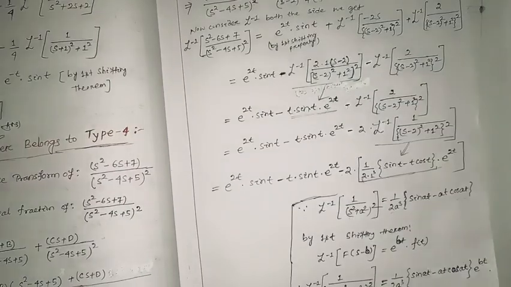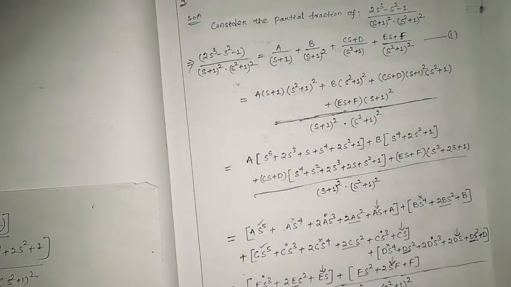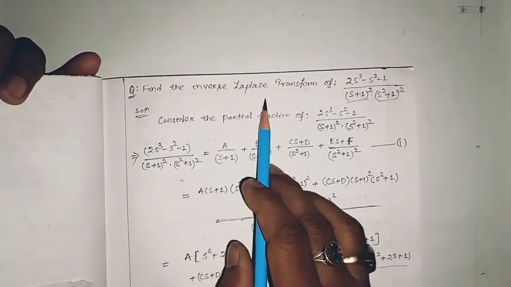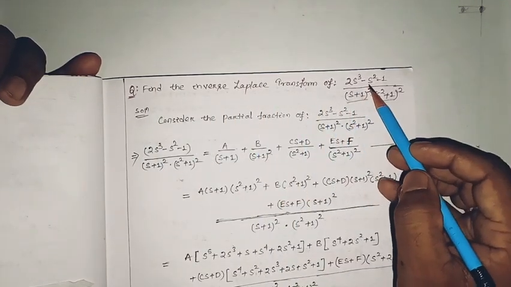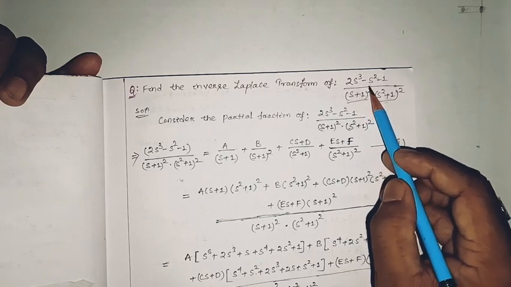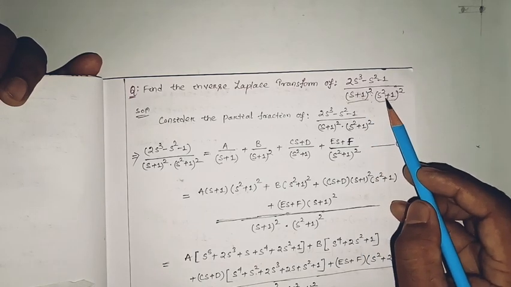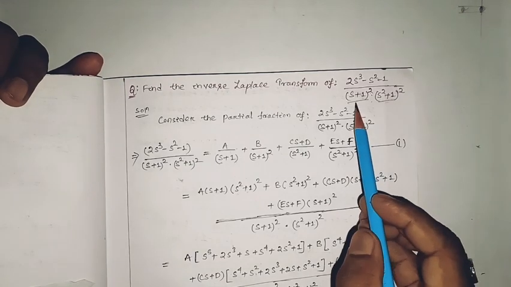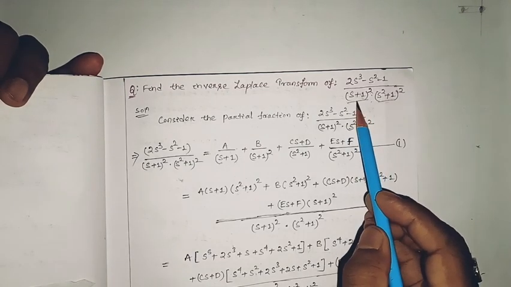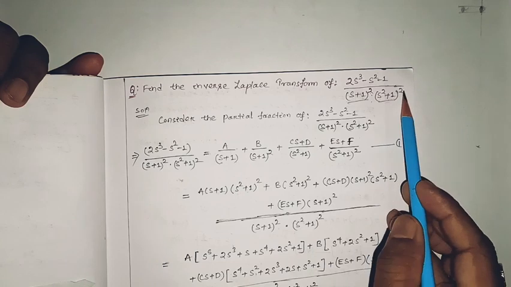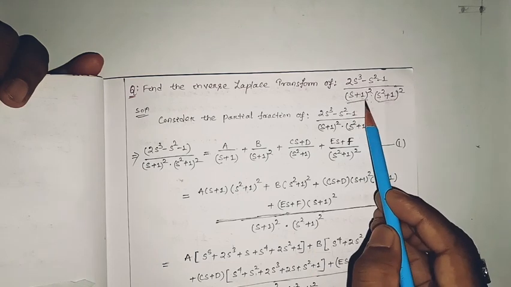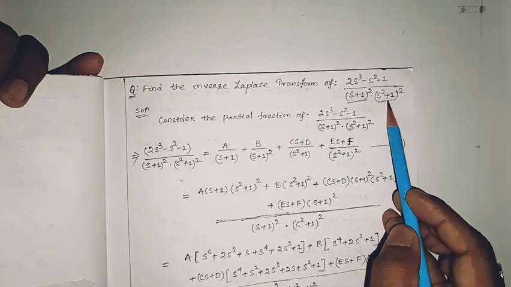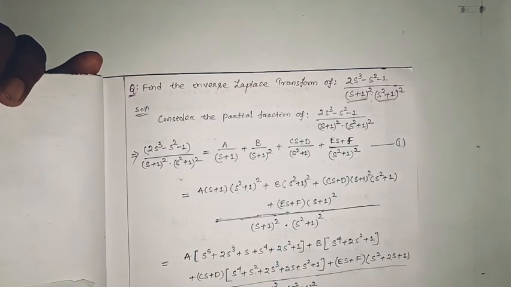Okay, now we are going to go for another question, belonging to type 4. Find the inverse Laplace transform of (2s square minus s minus 1) by (s plus 1) whole square into (s square plus 1) whole square. Here you can see in the denominator one linear repeated factor is there, and one quadratic repeated. Here (s plus 1) square is the linear repeated, and (s square plus 1) whole square is a quadratic repeated. How are we going to solve it?